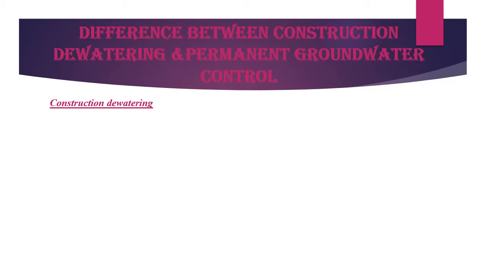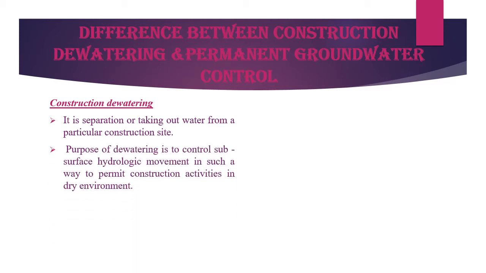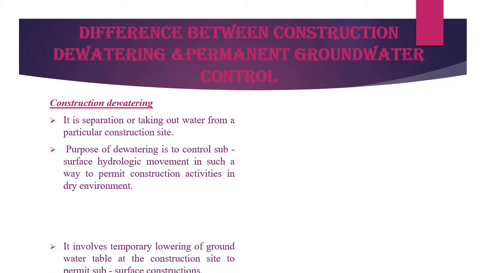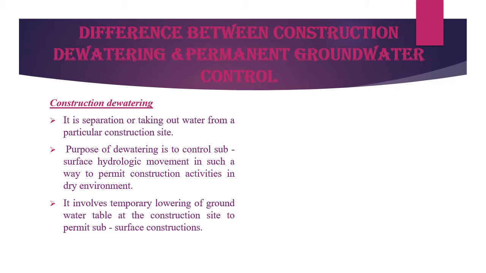First one, construction dewatering. It is a suppression or taking out of water from a particular construction site. The purpose of construction dewatering is to control subsurface hydrologic movement in such a way as to permit construction activities in a dry environment. It involves temporary lowering of the groundwater table at the construction site to permit subsurface construction. It is required only at the time of construction. So it is a dynamic process. For example, during excavation of foundations, excavation of lift pits, etc., we are using construction dewatering.